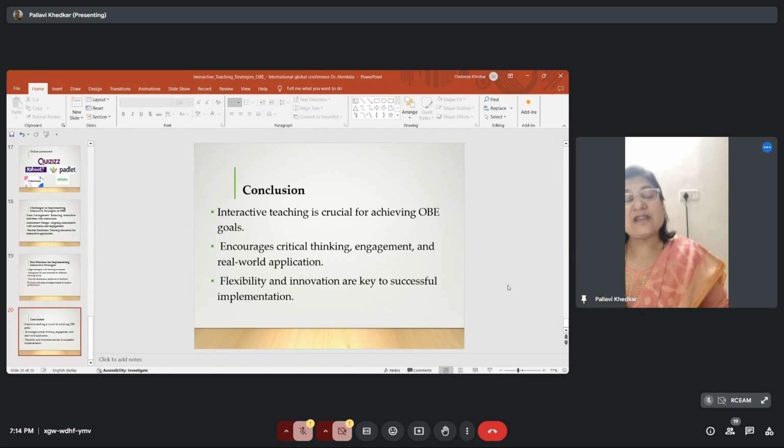Therefore, then only we can achieve this outcome based education. Then only it can be a really sustainable education. Then only the students can be lifelong learners. Whatever the teachers teach, that can remain forever with them.